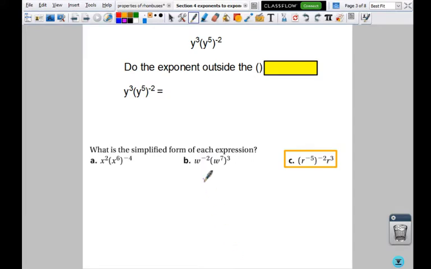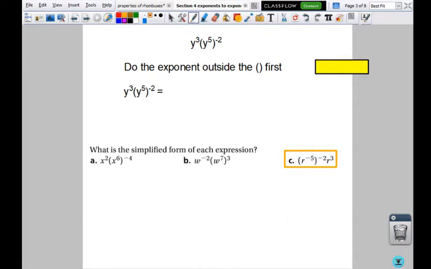Alright. So this is basically what we're doing today, but it's going to get a little more complicated. I'm going to look at y to the third, parentheses y to the fifth, and then to the negative 2 power. So we're going to simplify this as much as possible, which means I want to write as few variables as possible. So I don't want a y and then another y. I want to see if I can put this down to one y, or y to some power. So when we do these, do the exponent outside the parentheses first, and then put the rest together.